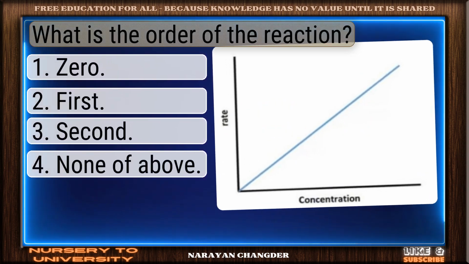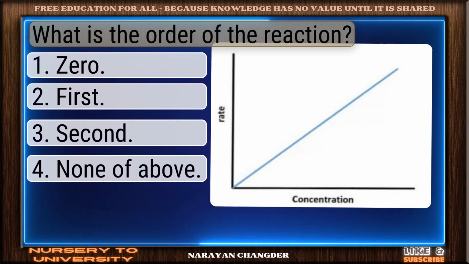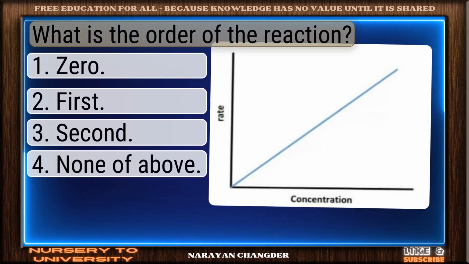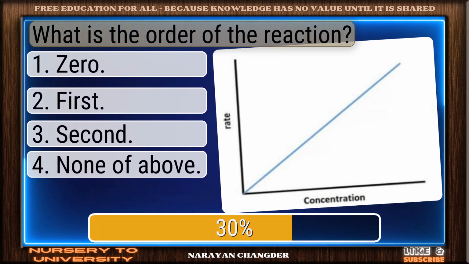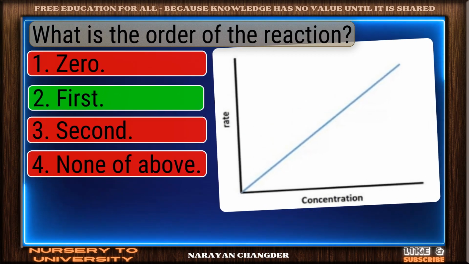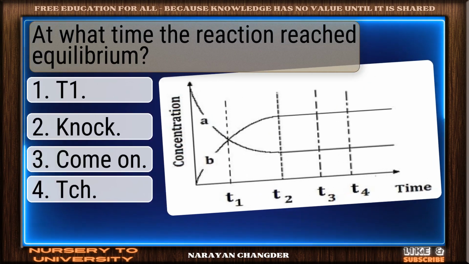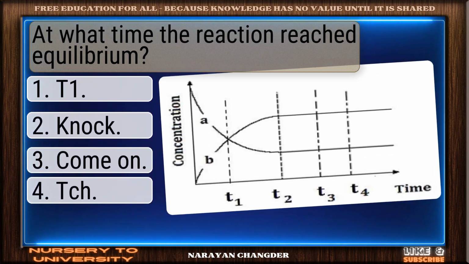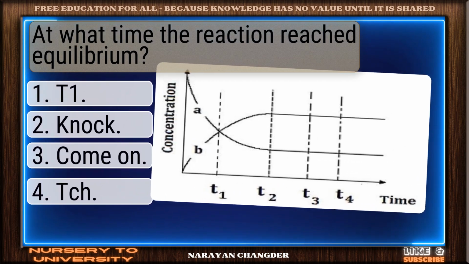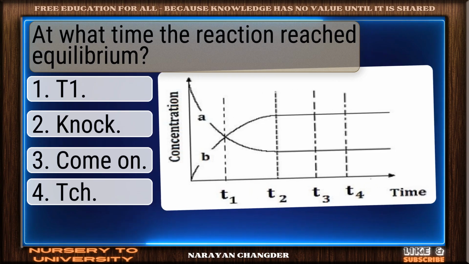What is the order of the reaction? Option 1, 0. Option 2, first. Option 3, second. Option 4, none of above. Well done, first. At what time did the reaction reach equilibrium? Option 1, t1. Option 2, t2. Option 3, t3. Option 4, t4.